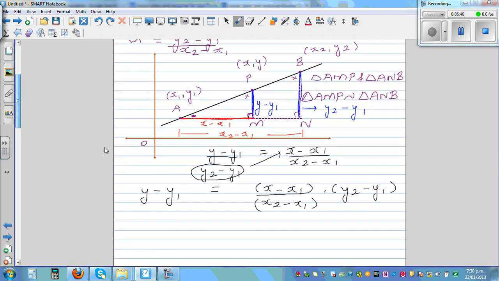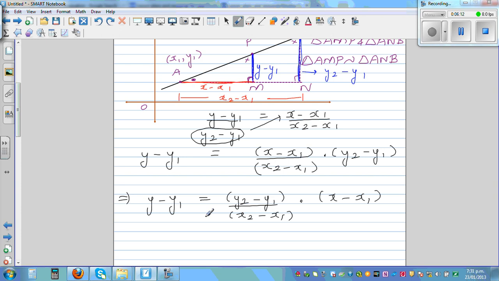So what has happened now? This implies y minus y1, rearranging this, this is a product so you can multiply in any order, is the same as y2 minus y1 over x2 minus x1 times x minus x1. Now, y2 minus y1 is the change in y, and x2 minus x1 is the change in x. This formula is also very useful. This is called the point-point equation.